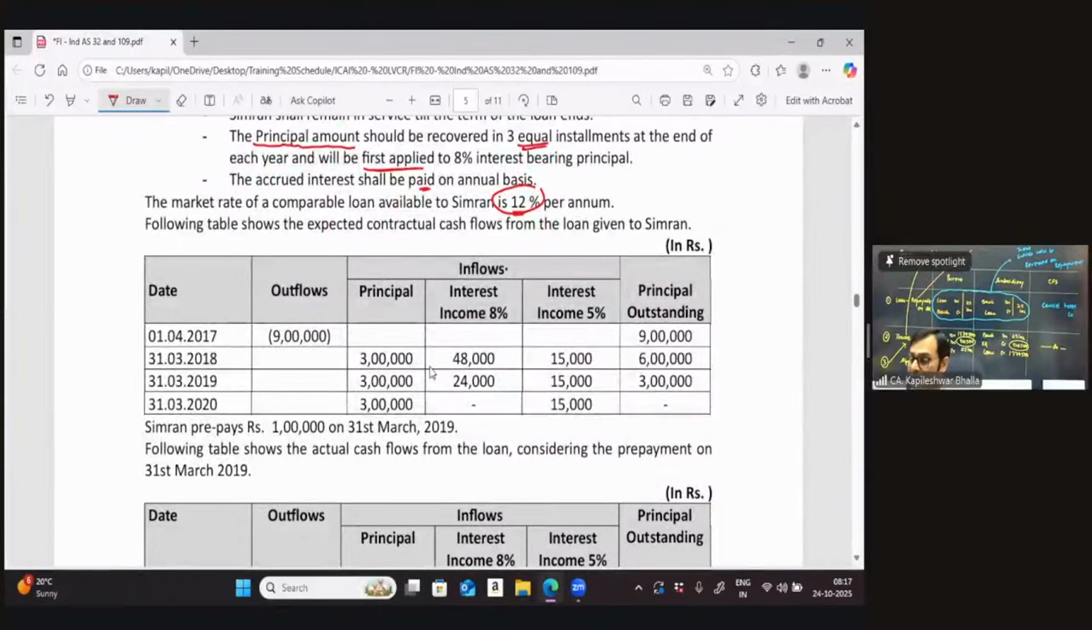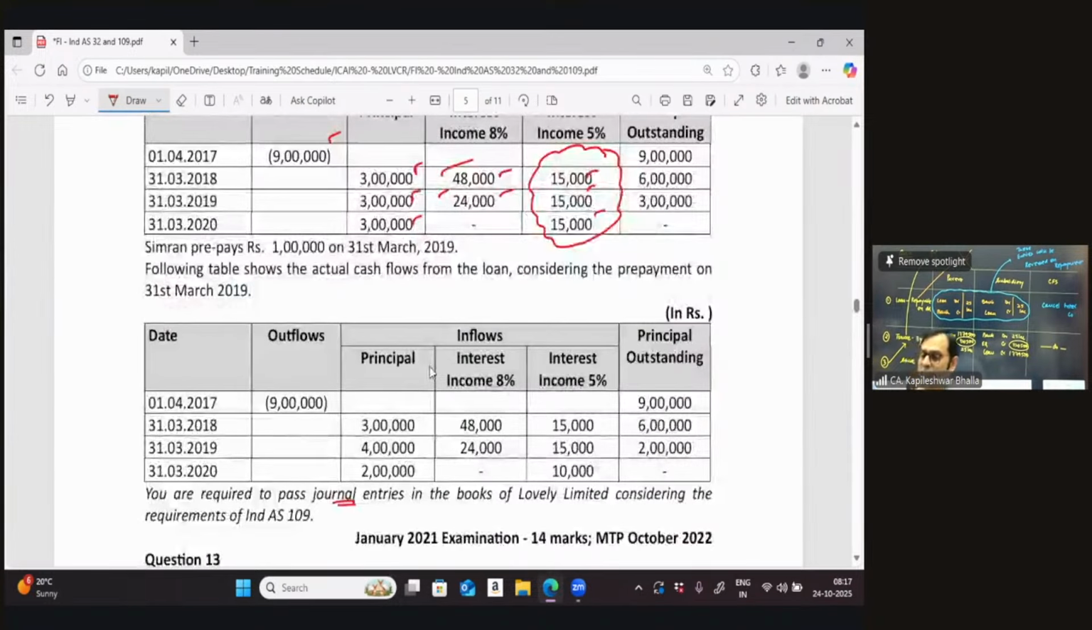Now it says the following table shows the expected contractual cash flows. We are given that there is an outflow at time 0. Then the principal is being collected in 3 equal installments. He's already given you the interest calculations as well. The interest is at the rate of 5% and 8% respectively. On that 3 lakhs, there is a 5% interest, which makes it 15. On the 6 lakh, the interest is 48. Then 3 lakh is paid, and we take the interest accordingly. So this is what the contractual cash flows were expected to be.